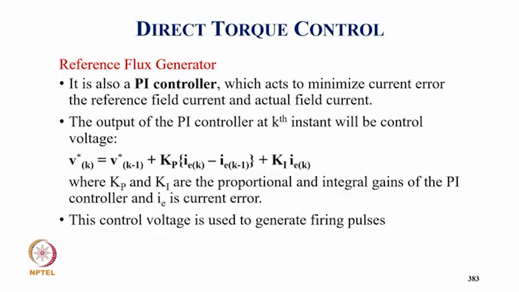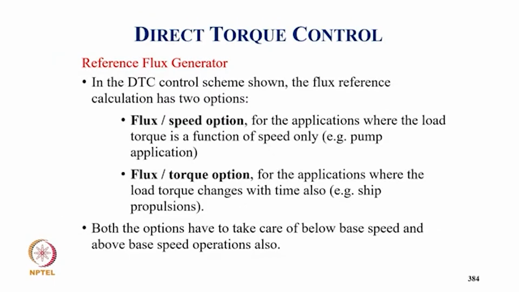feeding the field winding. So in the DDC control scheme shown, the flux reference calculation has two options: the flux slash speed option for applications where the load torque is a function of speed only, such as pump applications, and the flux slash torque option for applications where the load torque also changes with time, that is, shape option, and both options have to take care of below base speed and above base speed operations also.